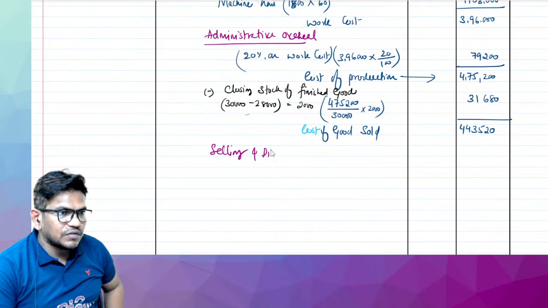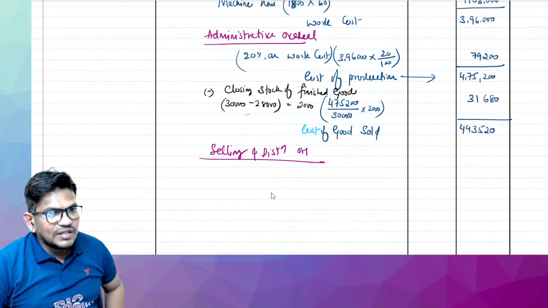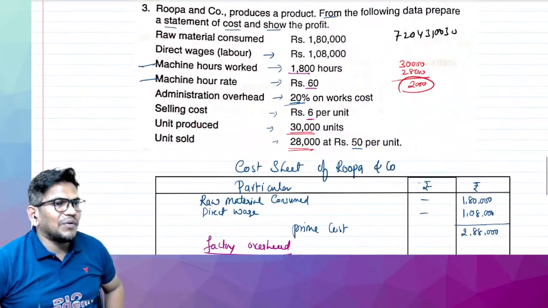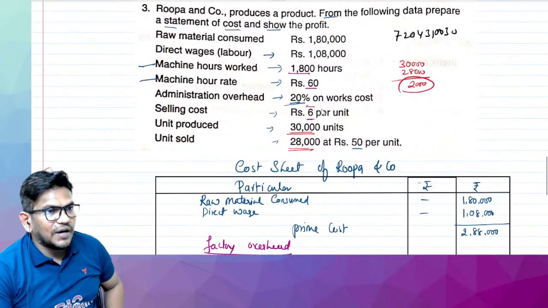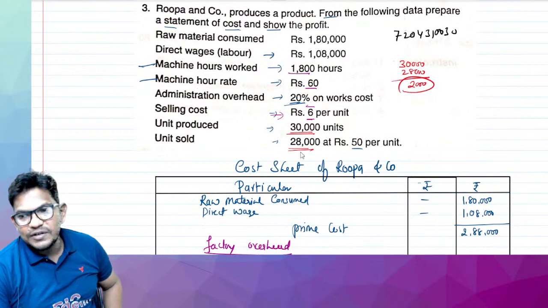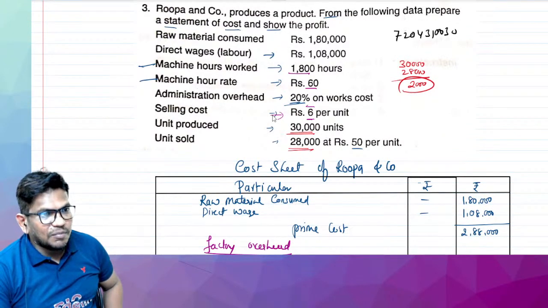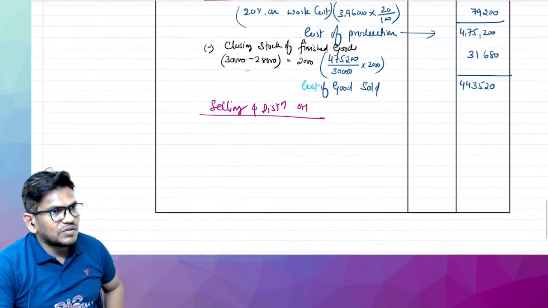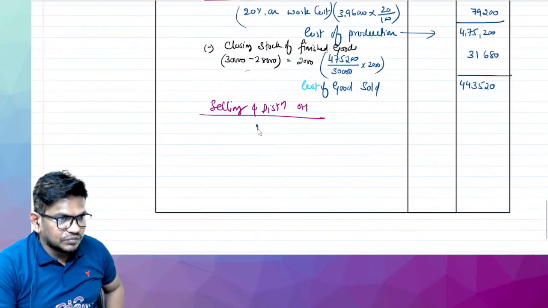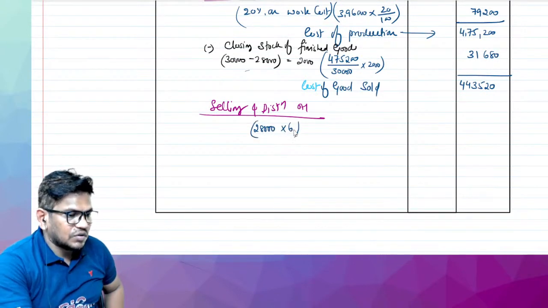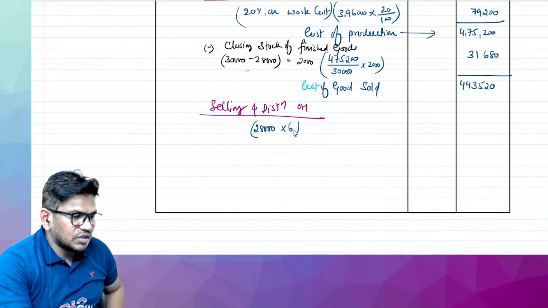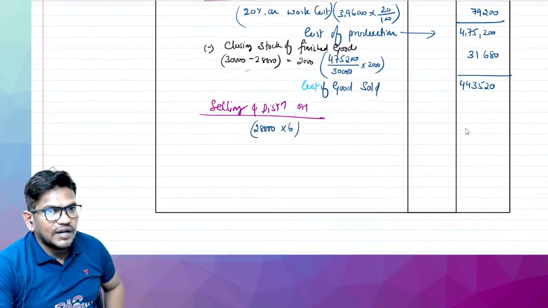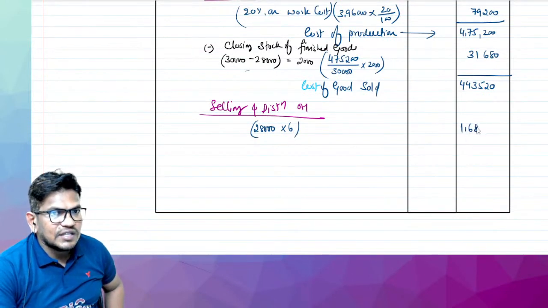Selling and distribution overhead. So what is that? Just have a look. Selling cost 6 per unit. Okay, selling cost 6 per unit. All right, how much they have sold? 28,000. So take it, 6 per unit, 28,000 into 6, that comes 1,68,000.